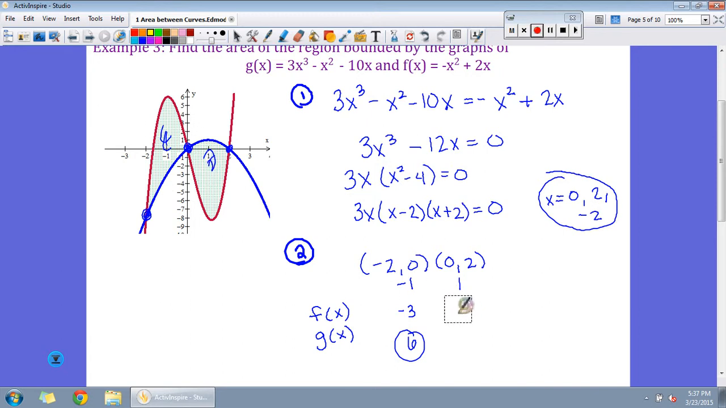When you plug 1 into f of x, you're going to get 1. And when you plug it into g of x, you're going to get negative 8. Clearly, f of x, or the quadratic, is higher on this interval.